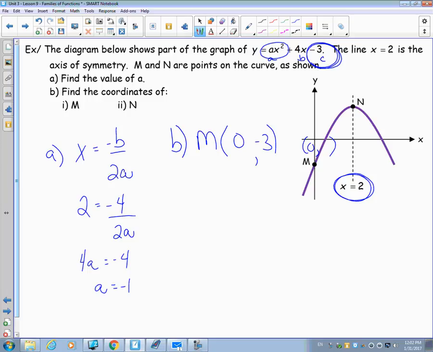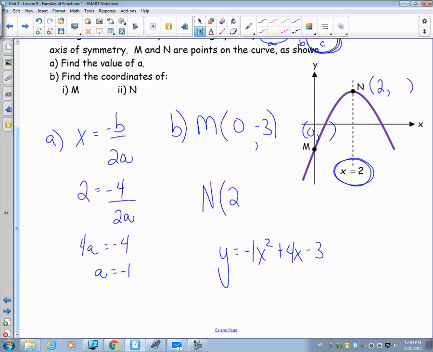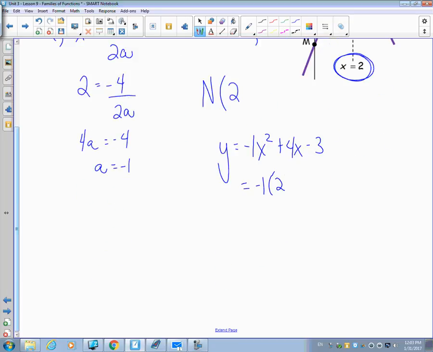If I want to find n, n is my vertex. Now the nice thing is I already know what x is. X is 2. All I need is the y. How can I get the y? Well, I have my equation, right? ax squared, except for we said a was negative 1, plus bx plus c. Here's my equation. N is 2. And if I put that in for my x's, I'll get negative 1 times 2 squared, 4 times 2 minus 3.